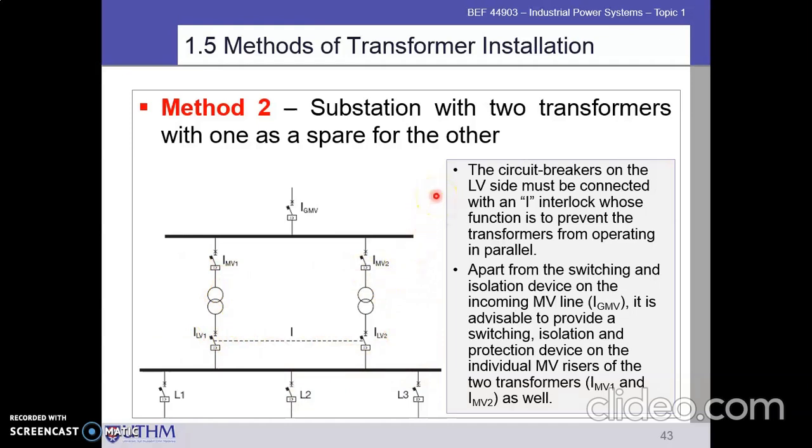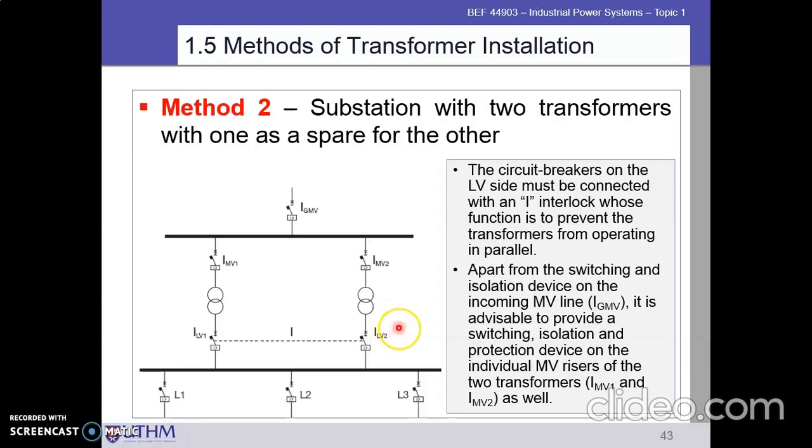Okay, this circuit breaker, this is the explanation. The circuit breaker on the LV side must be connected with an interlock. So from the secondary side must connect to the interlock. The function is to prevent the transformers from operating in parallel. It means that the transformers cannot operate in parallel. Only one transformer can operate at one time. So this interlock will be used to make sure which transformer is operating at one time.